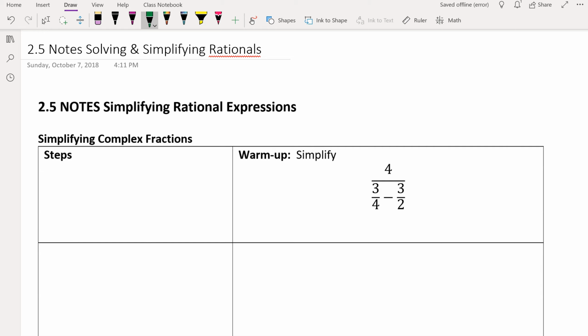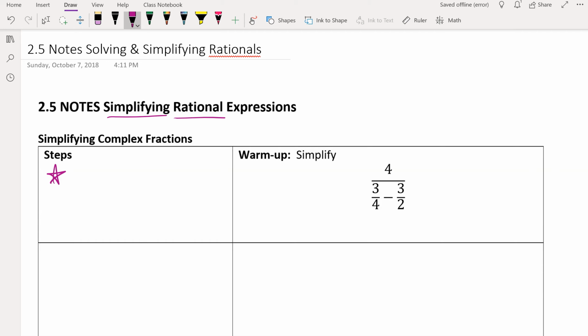All right, y'all, today we'll be learning about solving and simplifying rationals. We're going to do two topics in one today, so get ready. Solving and simplifying rationals. All right, let's start with simplifying rational expressions. So go ahead and write that down, simplify rational expressions.